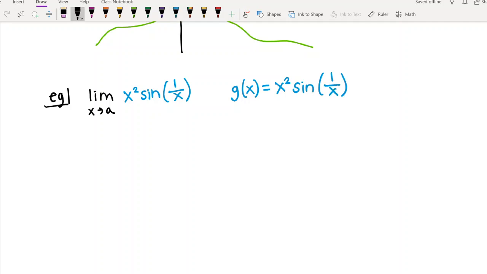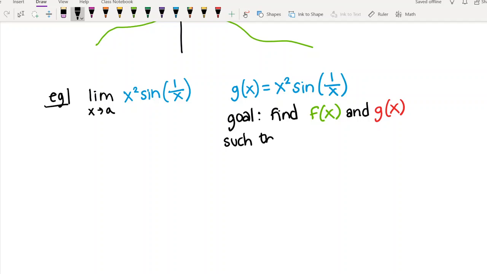So our goal is going to be to find two functions. So find functions f of x and h of x such that our function is in between those two functions. Sorry, I keep making mistakes today, so let me make this h of x, because g of x is what we're calling our blue function.